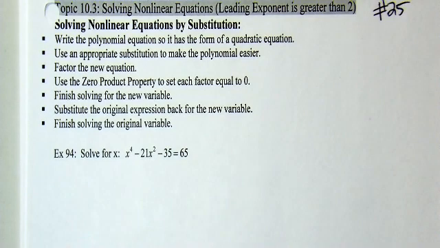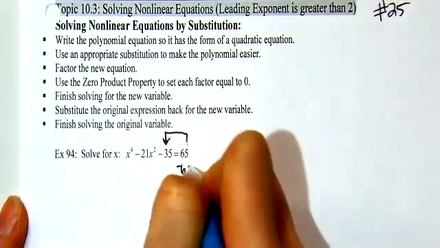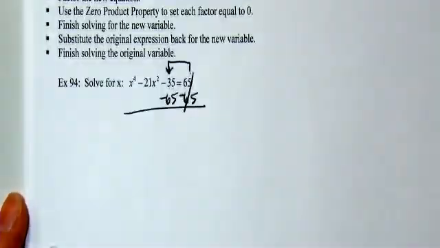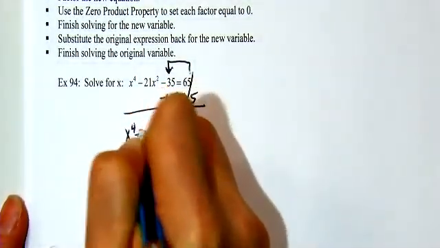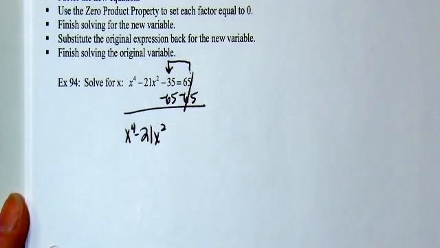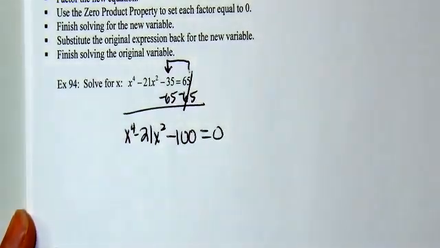So we still want to get this in what's called standard form, so get used to that terminology. That's just getting everything on the same side, setting it equal to 0. And so you have x to the 4th minus 21x squared, and those are same signs, 35 and 65. They're both negative, so you're really adding, and you get a negative 100, and then that would equal 0 on the other side.